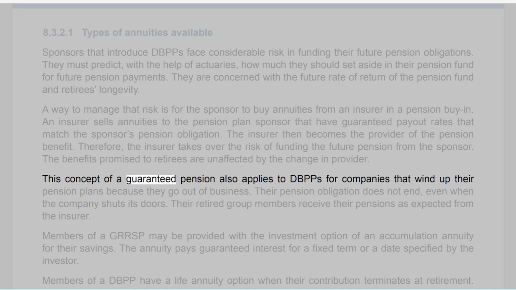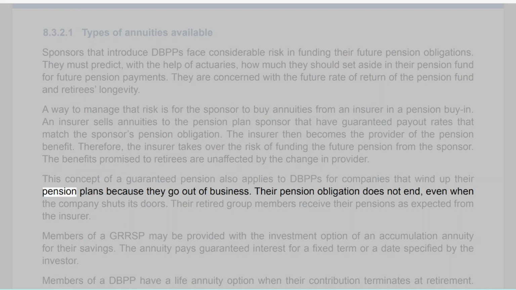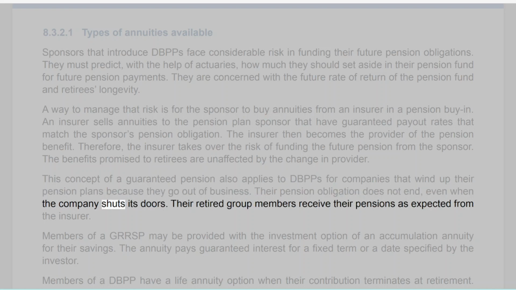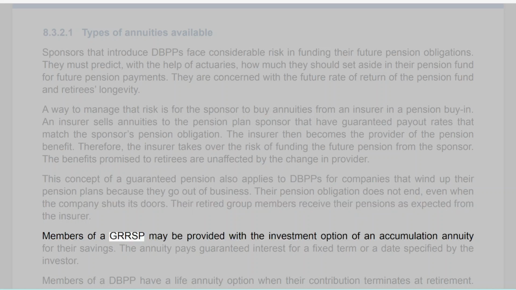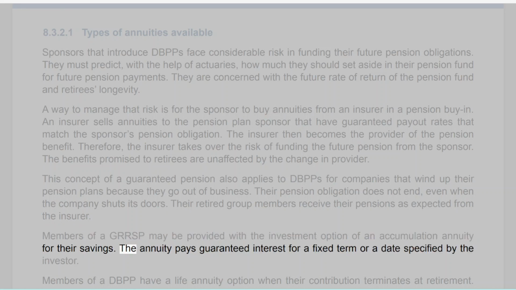This concept of a guaranteed pension also applies to DBPPs for companies that wind up their pension plans because they go out of business. Their pension obligation does not end, even when the company shuts its doors. Their retired group members receive their pensions as expected from the insurer. Members of a GRRSP may be provided with the investment option of an accumulation annuity for their savings. The annuity pays guaranteed interest for a fixed term or a date specified by the investor.